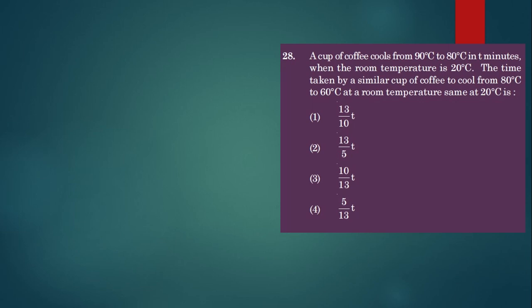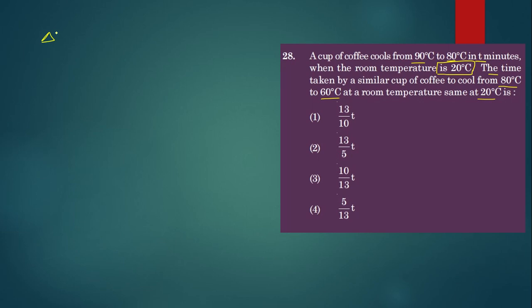This question tells that a cup of coffee cools from 90 to 80 in T minutes when the room temperature is 20 centigrade. This is the first part of the question. The second part is the time taken by this similar cup of coffee to cool from 80 to 60 when the room temperature is 20. So there are two cases. First of all, this question belongs to Newton's law of cooling.